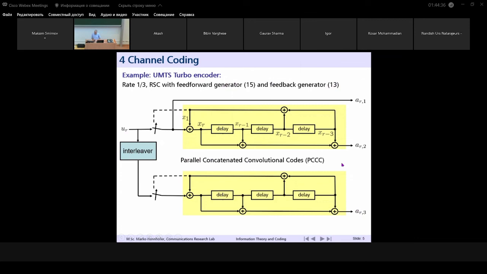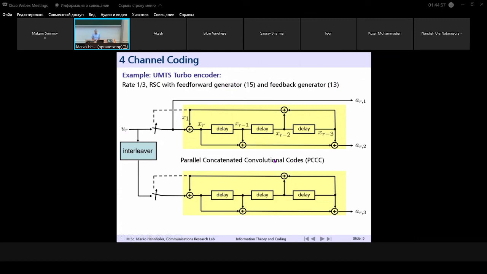Okay, it's fine for today to get so far. And actually, again, these are pictures from the standard. I think I've drawn them, but you will find them directly in the same way in the standard. We use here parallel concatenated convolutional codes.